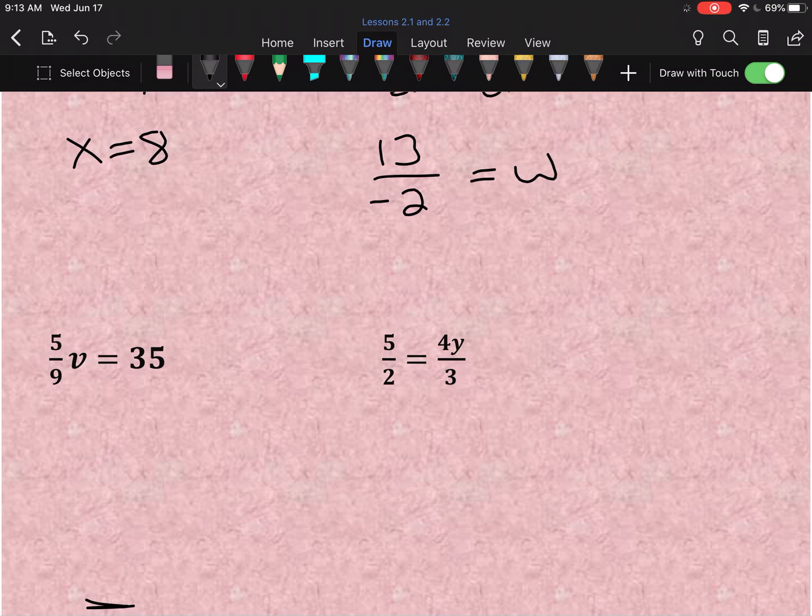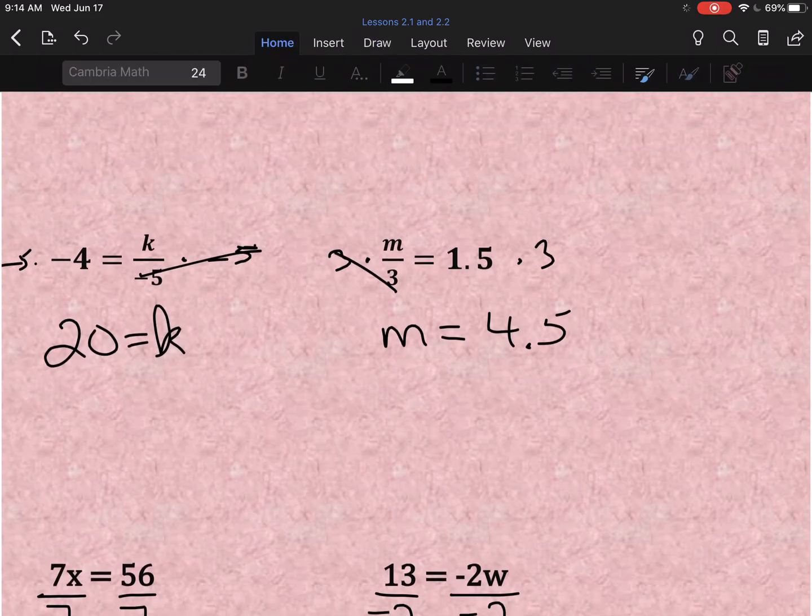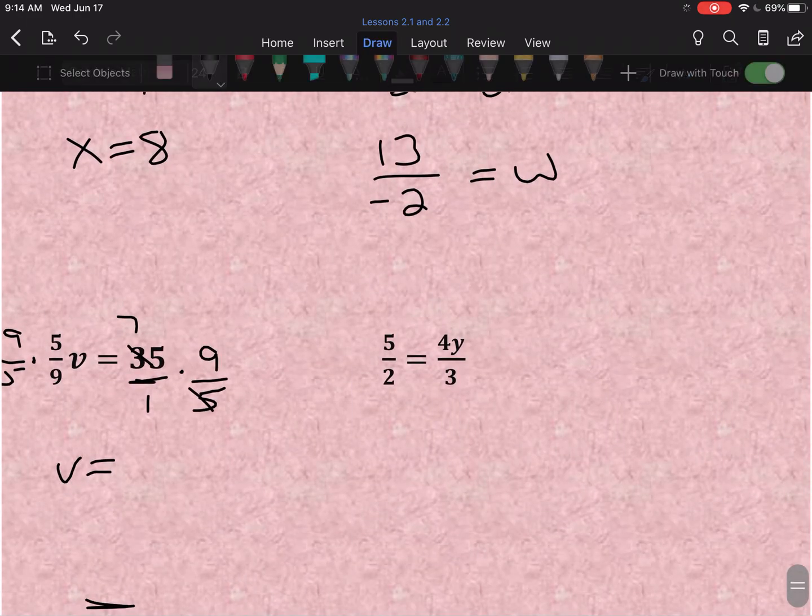We can't divide by a fraction. So we multiply by its inverse. So instead of dividing by 5/9, we're going to multiply by 9/5. When I do that on this side, most of you are probably going to want to put the 35 over 1. That's fine. Feel free. Simplify if you can, and you absolutely can. The 5 becomes 1. And the 35 becomes 7. 7 times 9 is 63.